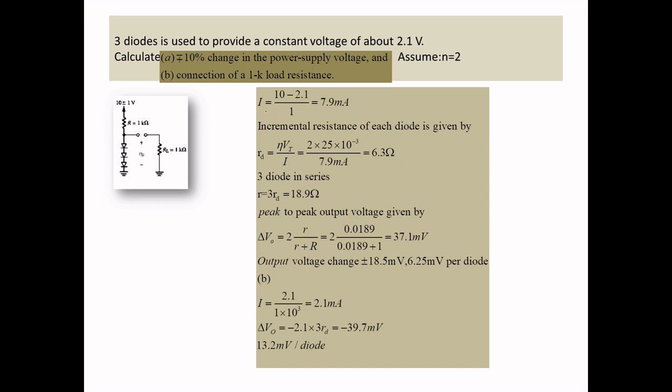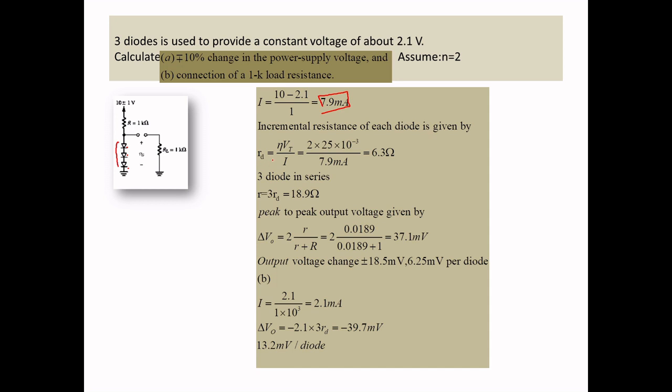First we will find the current. I is the supply voltage minus the constant voltage. Each diode voltage was set as 0.7, and all three are in series, so you have to add them. So 10 minus the cut-in voltage divided by your resistance of 1 kilo ohm gives 7.9 milliamps. Now you need to calculate the incremental resistance of each diode.